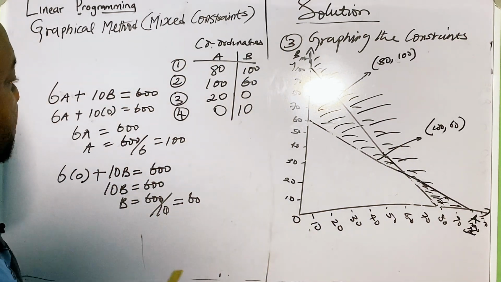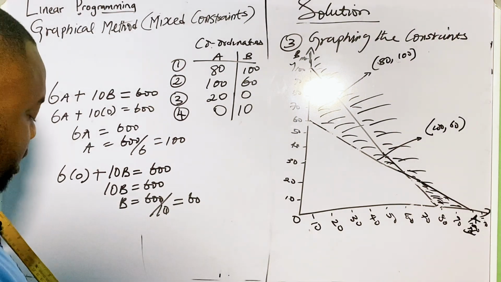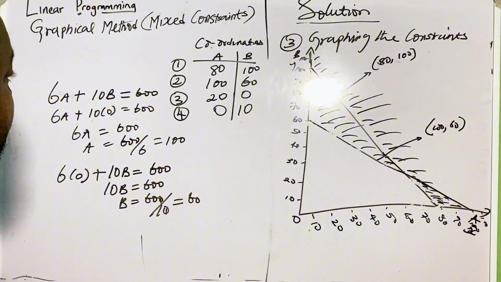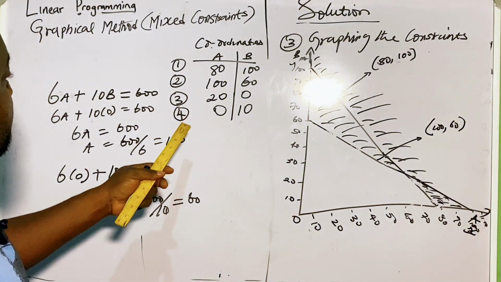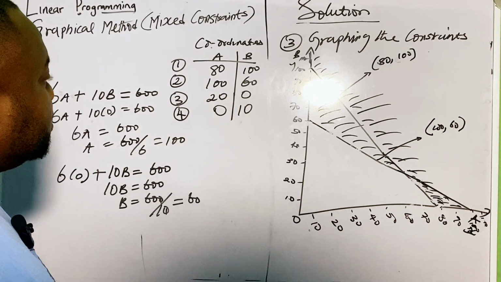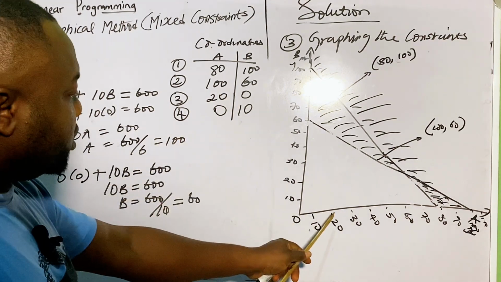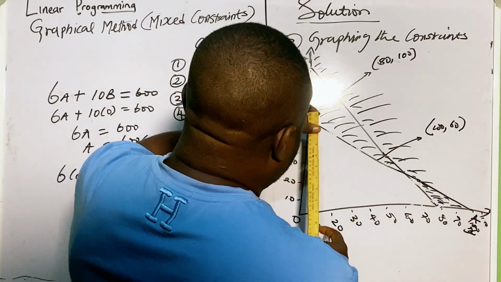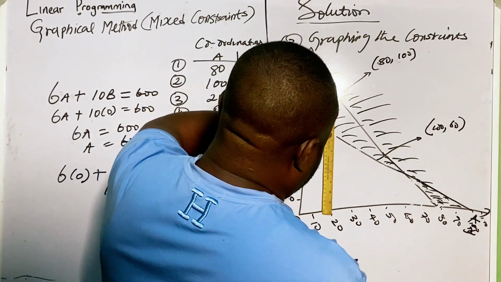Now, the next will be to look at the other constraints which appear to be the minimum production requirement. Now this is A equal to 20 or less. So for A is 20, we're going to draw a perpendicular line to 20. So we're going to have something like this.